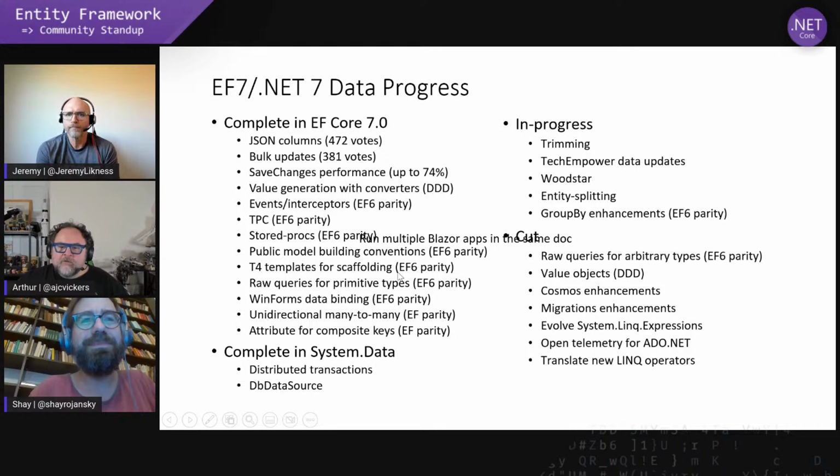All of these things are also EF6 parity. So we were doing these partly to really reduce the feature gap between the old legacy EF6 and EF Core 7, and we've really done that. But a lot of this stuff is really cool in and of itself anyway. So it's not like we're only doing these for the parity. TPC is a good mapping thing. Public model building conventions are really useful. T4 templates, awesome, right? Raw queries for primitive types. We had to cut raw queries for arbitrary types, so we didn't do that, but we will do that at some point.